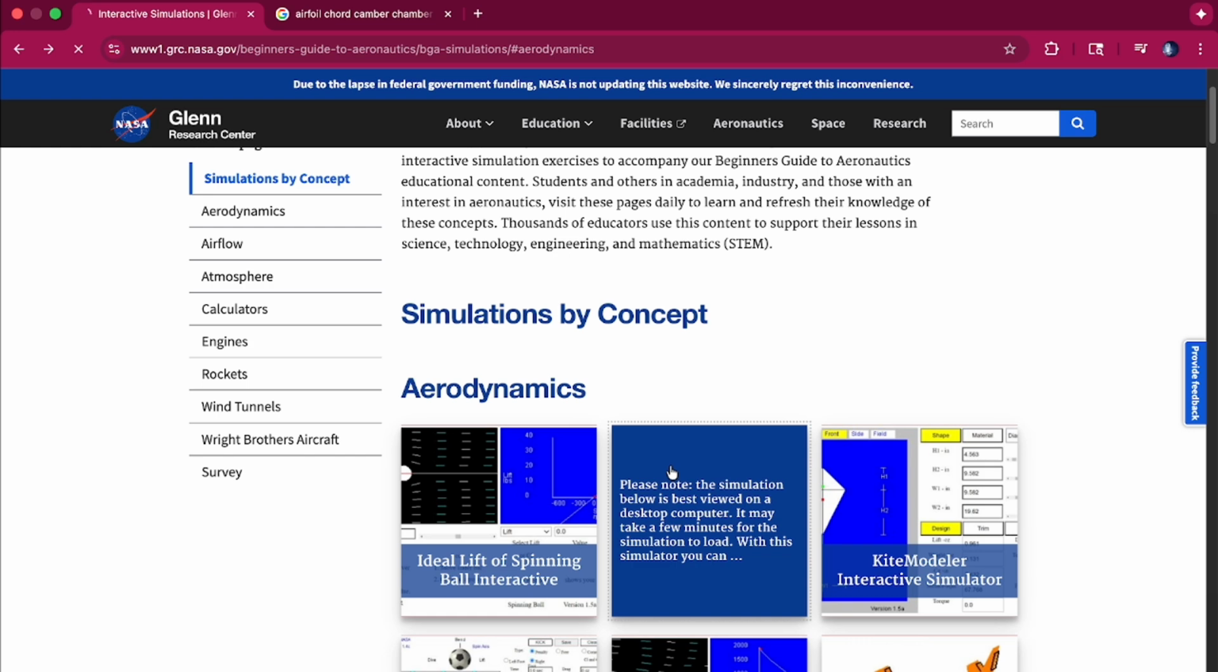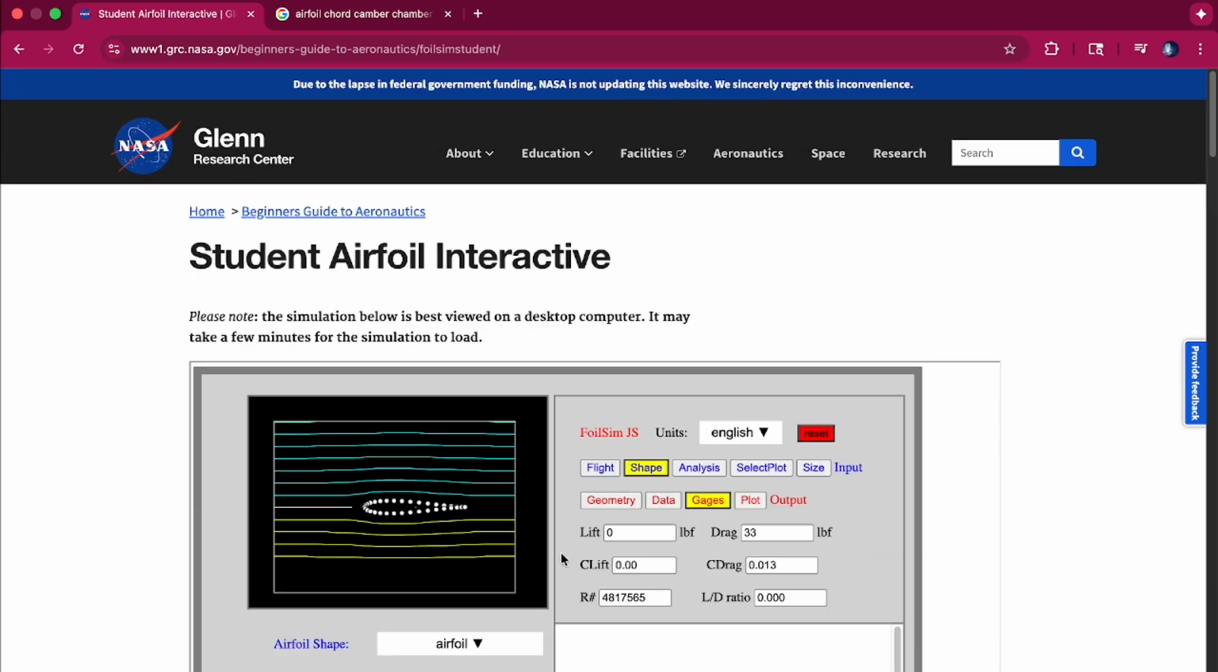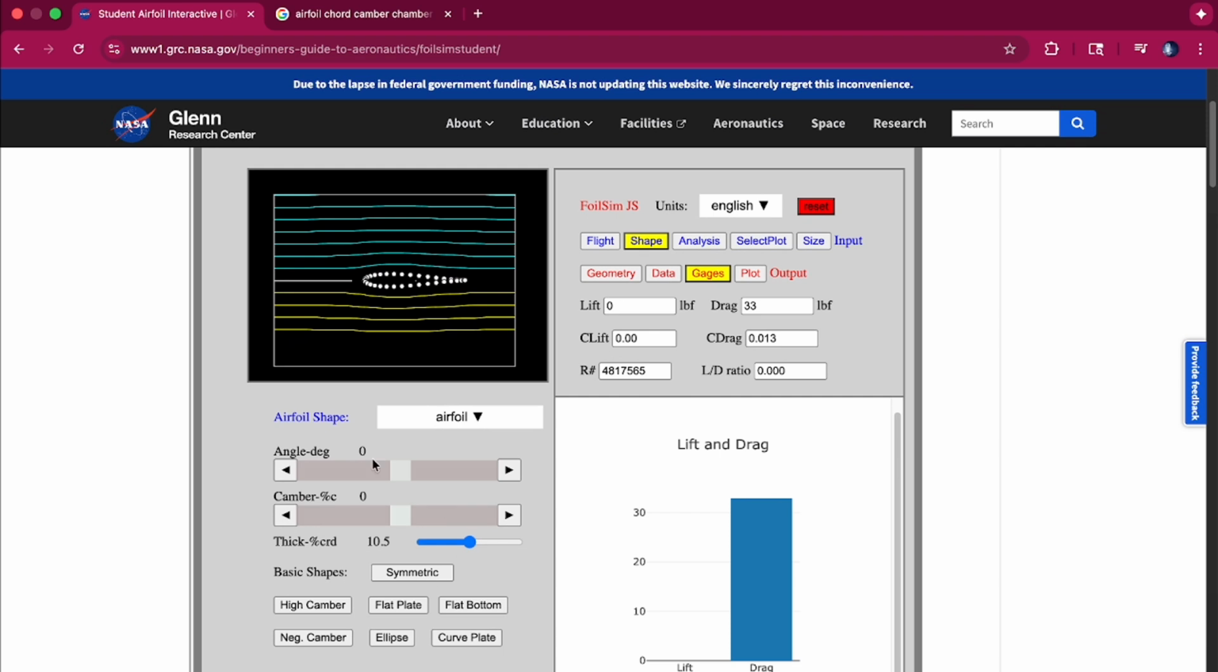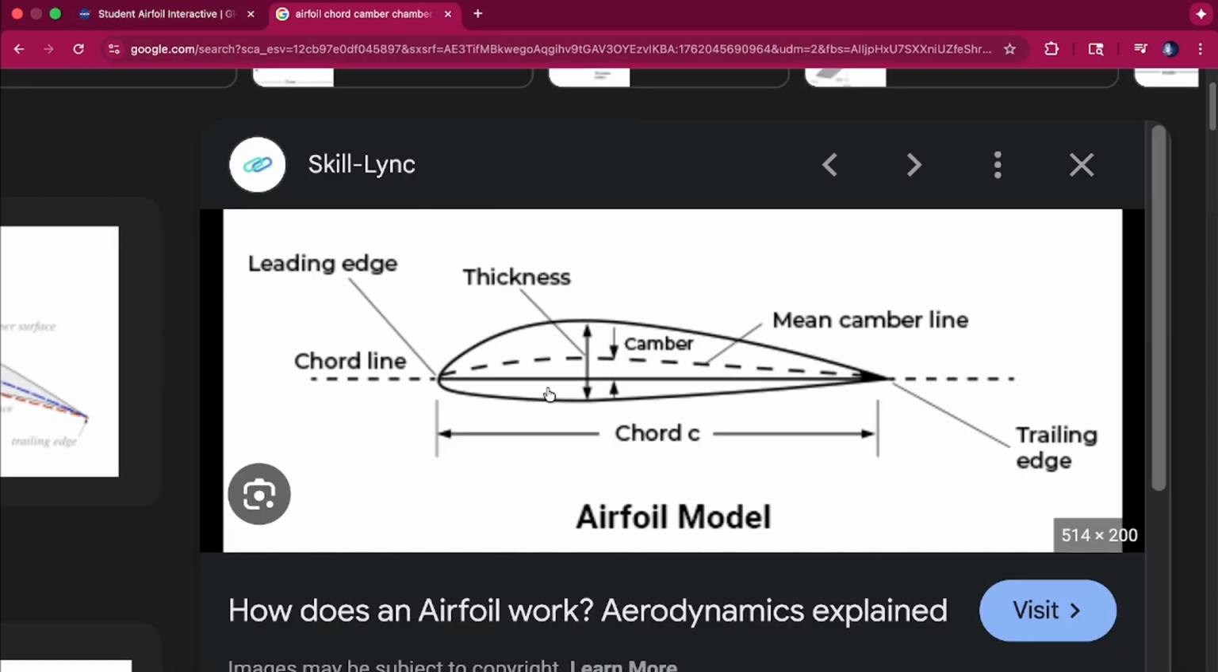Let's have some fun. Let's take a look into the student airfoil interactive here. You can see here that we have angle, degree, camber, chord, thickness over chord. Yeah, we'll go over these. So essentially, this is how an airfoil works. This is the object that all the air is passing into. We have the thickness, the camber line, the chord line, the leading edge of the object, and the mean camber line.